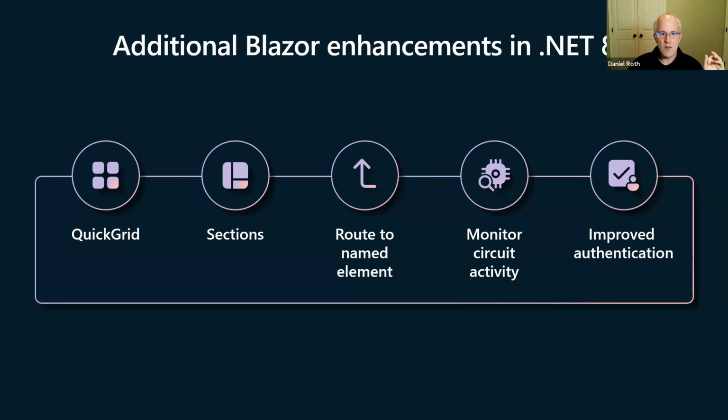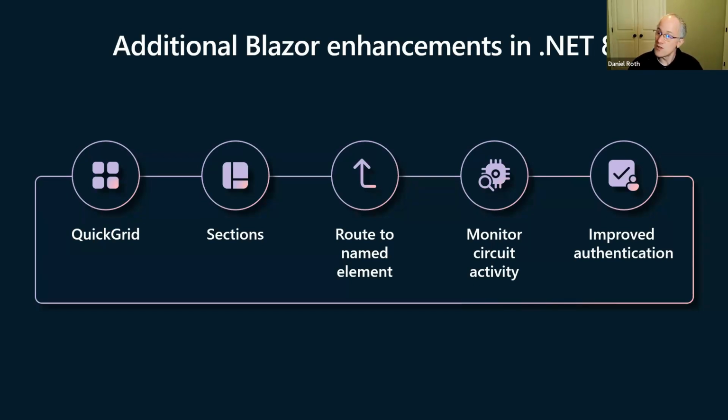Sections is a way that you can define outlets for content in one component that can then be filled in by another component. If you've done any MVC or Razor Pages development, sections are a thing there. You define a section in your layout, and then other pages can provide content for that section. Same concept, except now with components. So you have sections available in your Blazor components.